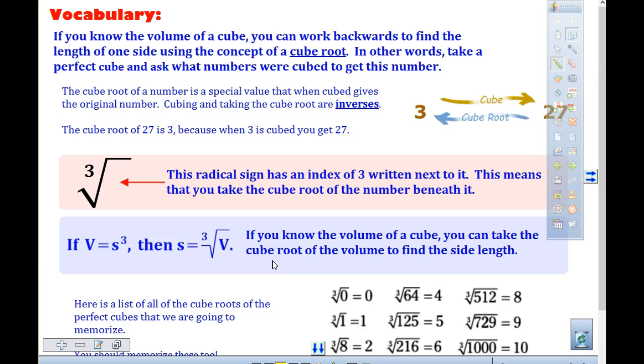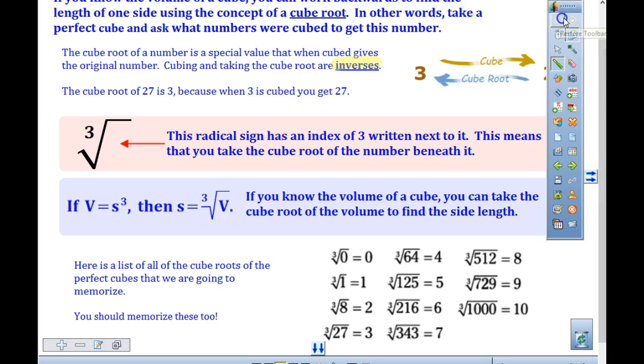The vocabulary at the bottom of this page says, if you know the volume of a cube, you can work backwards to find the length of one side. The concept is the cube root. In other words, taking a perfect cube and asking what number was cubed to get that number. The cube root of a number is a special value that, when cubed, gives us the original. Cubing undoes the cube root. So cubing and taking the cube root are inverses, are the words we are looking at.